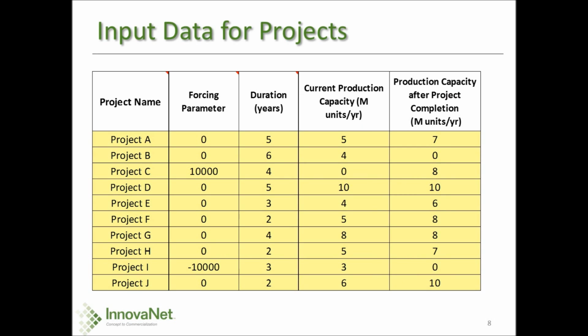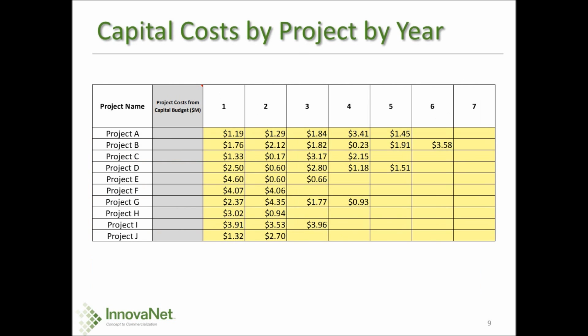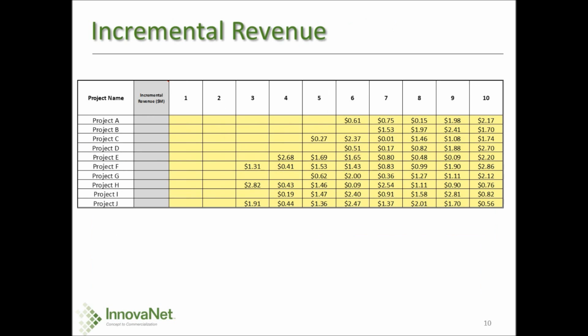Here's where the user would input the data for the individual projects. So we see that each row corresponds to a different project, and for each project, we specify the value for the forcing parameter, the duration, and the production capacity before and after the completion of the project. Then the user would need to enter the capital costs for the projects. Then the user would input the incremental revenue for each project.